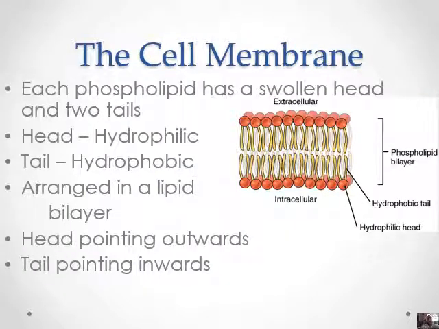So after you've drawn that, the cell membrane, each phospholipid has a swollen head and two tails. The head is hydrophilic and the tail is hydrophobic, and it's arranged in a lipid bilayer. So now you've got a couple of words all meaning exactly the same thing. You've got cell membrane, plasma membrane, fluid mosaic model. Same. You now have phospholipid bilayer and the lipid bilayer. Both of those will mean exactly the same thing. You just need to remember the whole idea of what a phospholipid is.